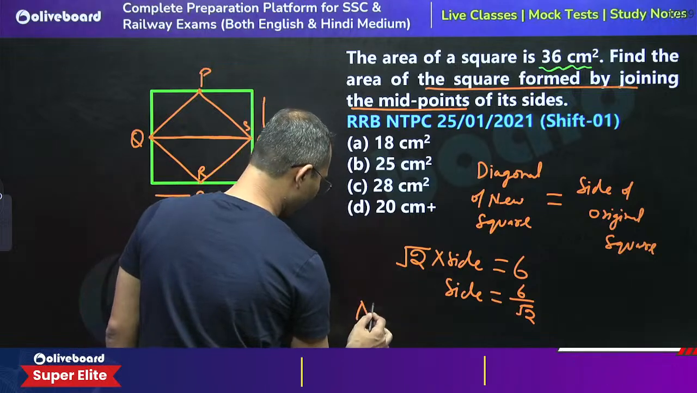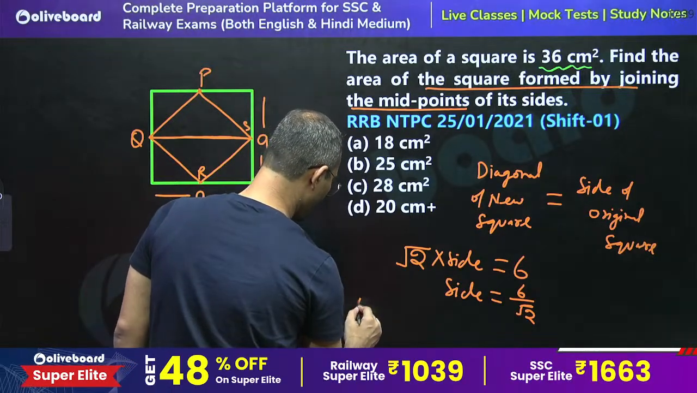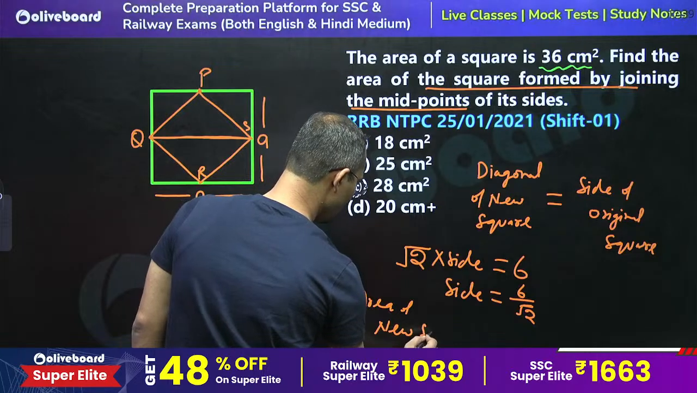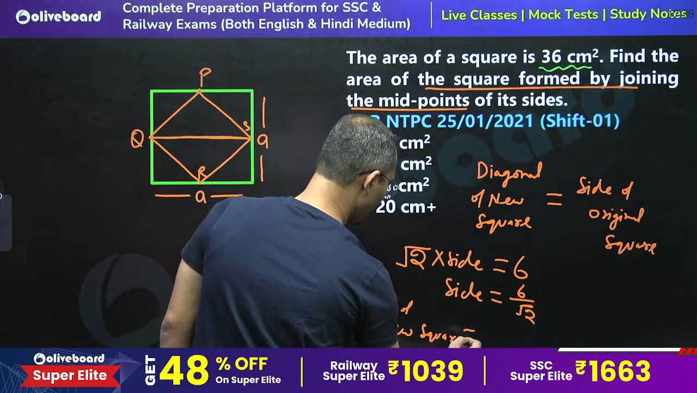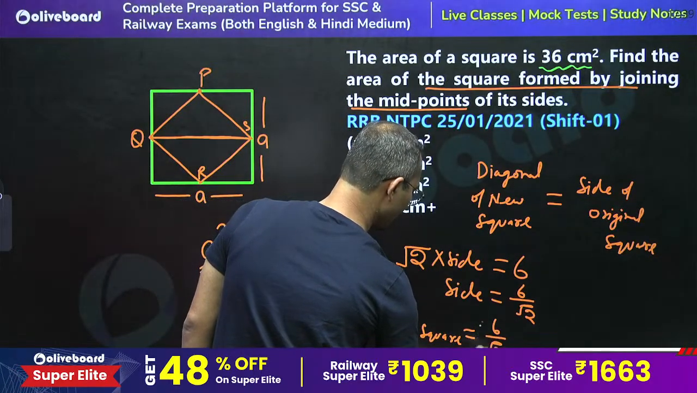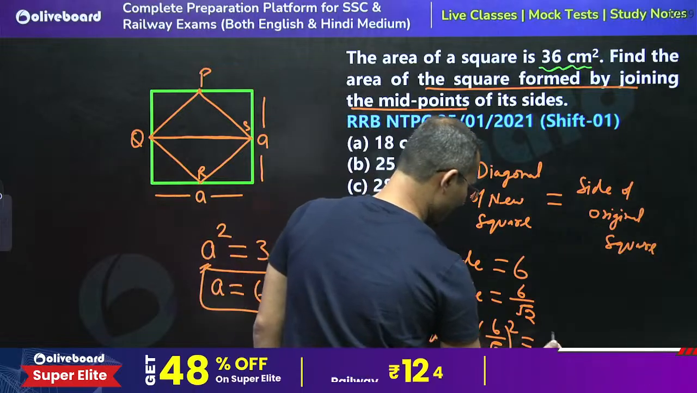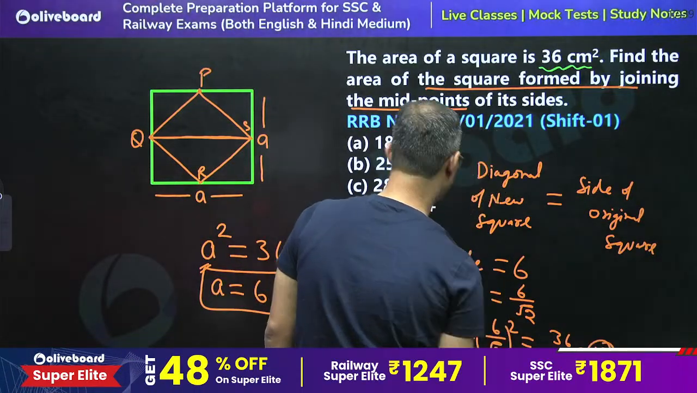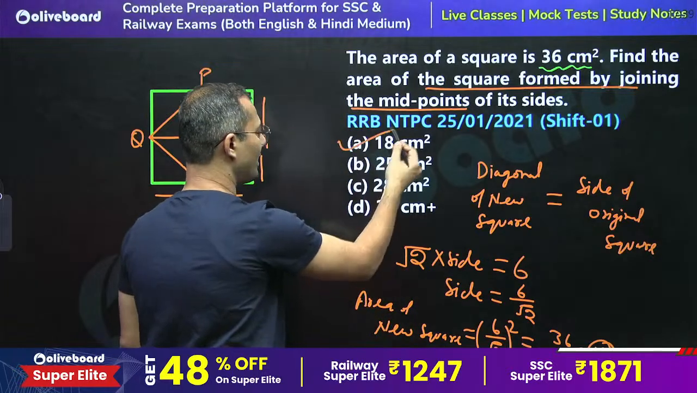So the area of the new square is going to be 6 by root 2 whole square, right? So 36 divided by 2, so this is going to be 18. Is this clear? Yes, so 18 is the right answer.